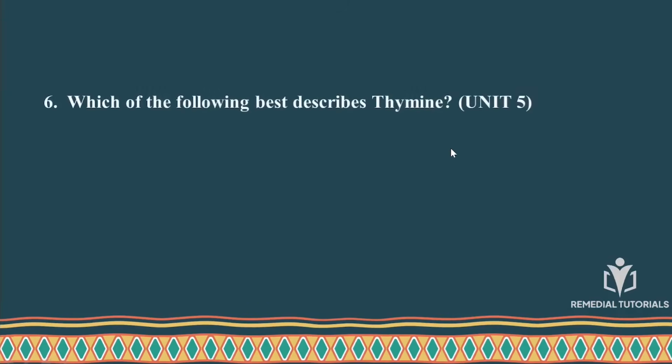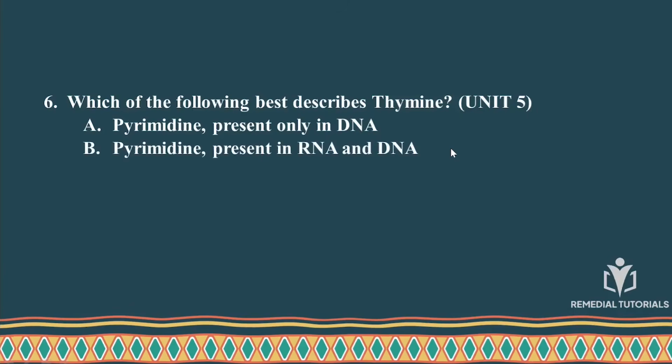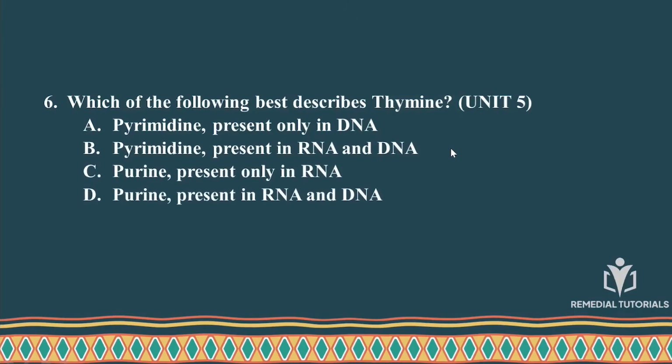Question number 6. Which one of the following best describes thymine? A. Pyrimidine present only in DNA. B. Pyrimidine present in RNA and DNA. C. Purine present only in RNA. D. Purine present in RNA and DNA.